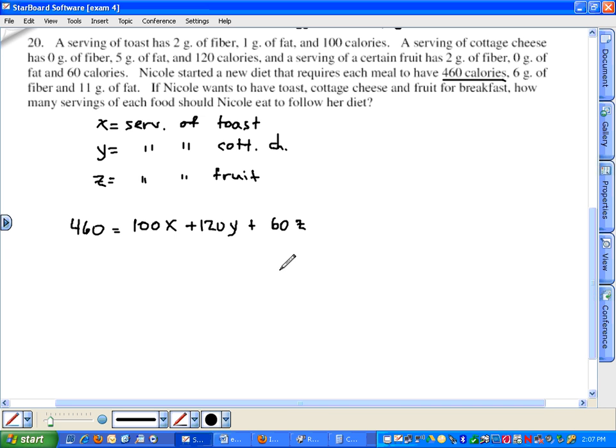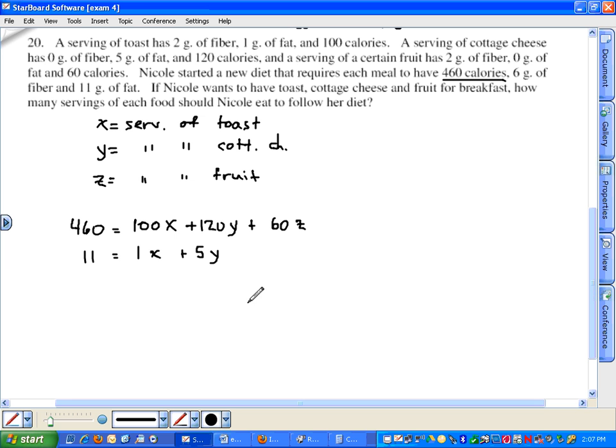Now let's do the same thing for fat content. She needs to have 11 grams of fat. From toast, she's going to get 1 gram of fat per serving. From cottage cheese, she's going to get 5 grams of fat per serving y. And then for fruit, she's going to get 0 grams of fat per serving. So that's 1x plus 5y.